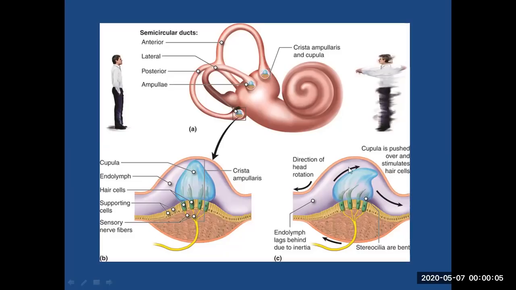From here, the movement results in flow of the endolymph from this point to here. So the cupula is pushed over and it stimulates the hair cell. But still, the otoconial debris stays here. It doesn't come to this point.